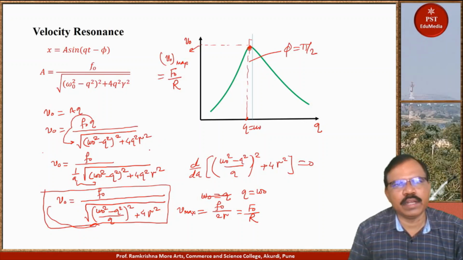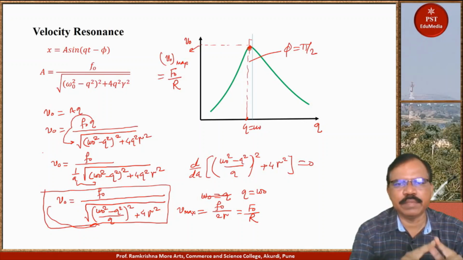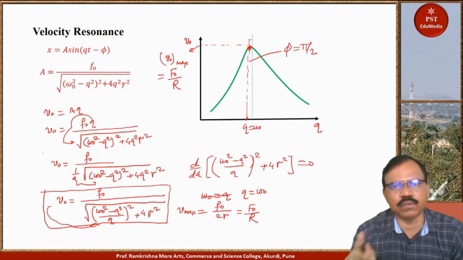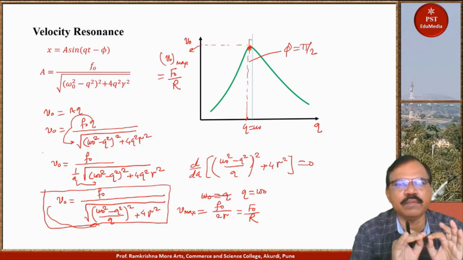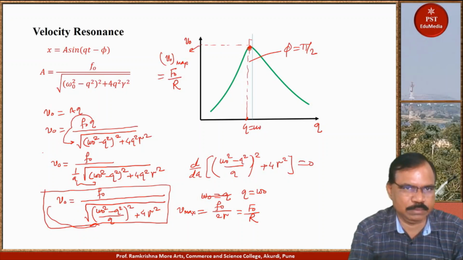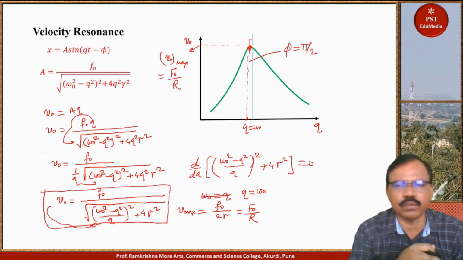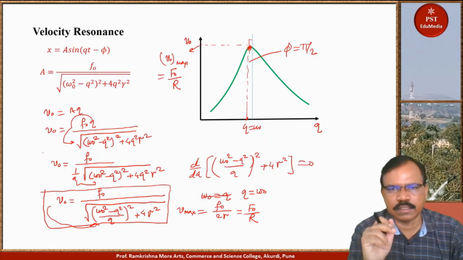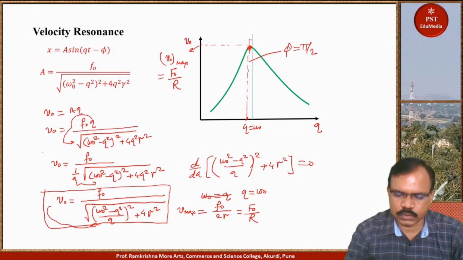So this is about velocity resonance. Velocity resonance takes place when frequency of applied force is equal to natural frequency; your velocity amplitude will be maximum. And also we have seen amplitude resonance. For small damping, amplitude is maximum when frequency of applied force is equal to natural frequency of the oscillator. So this is about velocity resonance.